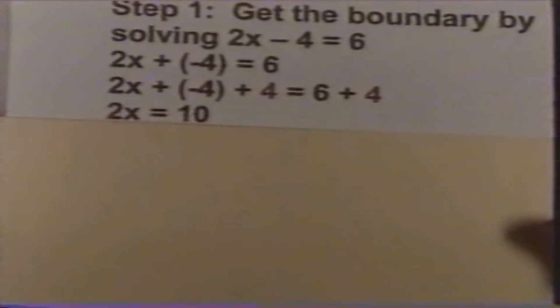Now, of course, I need to divide by the coefficient. So divide both sides by 2 to get x equal to 5. So x equal to 5 is the boundary.